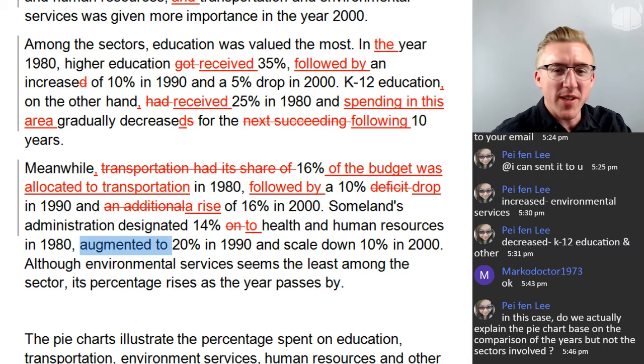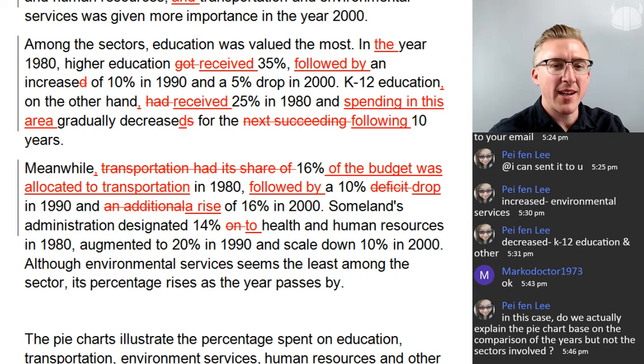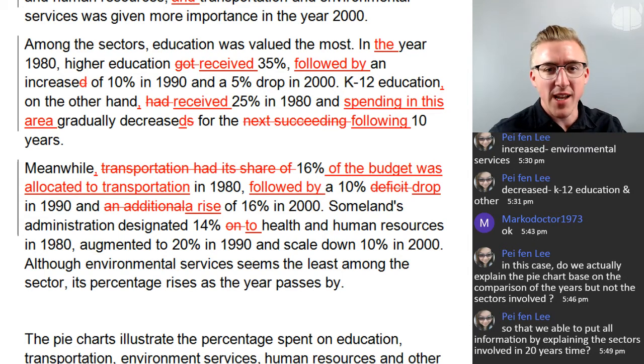So I see what the problem is for this writer. They're trying to use a different expression every time. It's really not necessary to do that, and you can see that almost all of the expressions you're using are used incorrectly, right? This in additional, had its share, deficit, next succeeding, got, had, yeah. So the effort to bring variety to your writing is actually hurting you a lot, because it's making your ideas not very easy to understand, and you've got like 2 or 3 grammar mistakes every sentence, right?